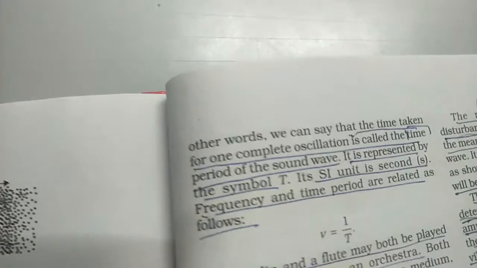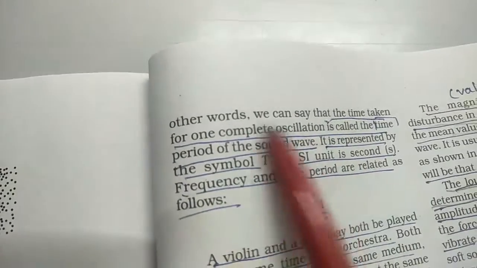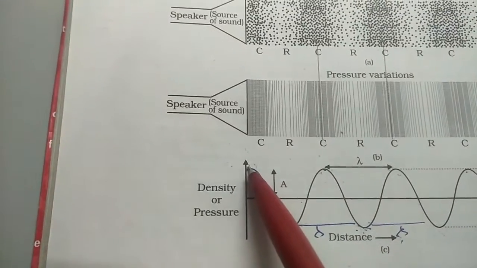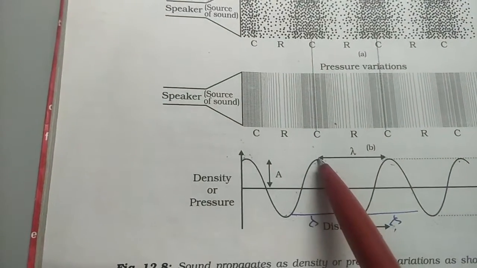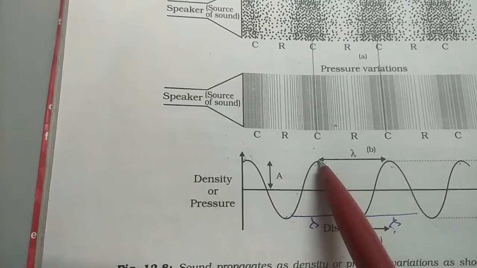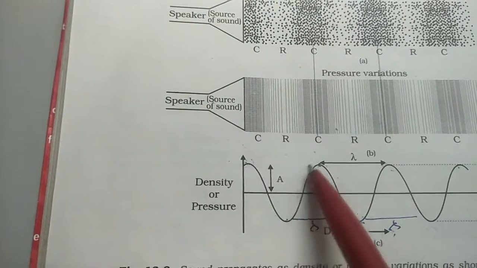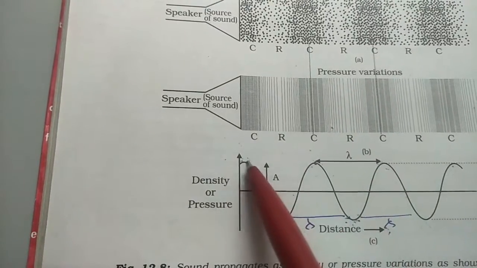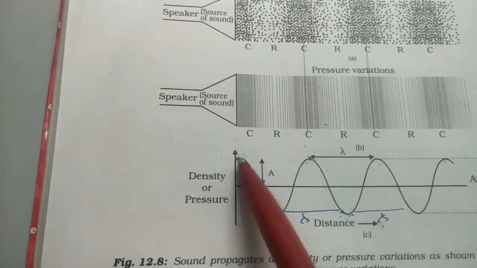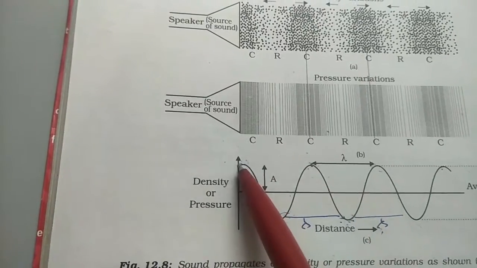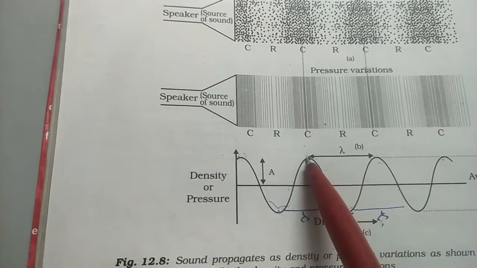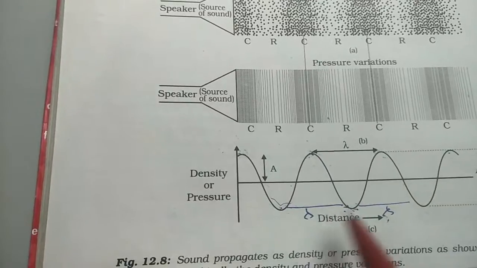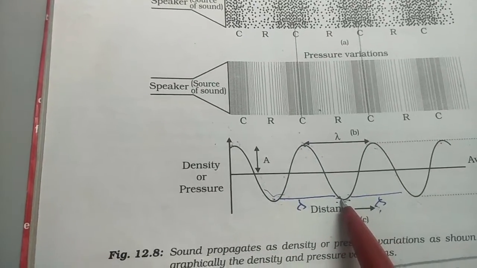Now we can also say that the time taken to complete one oscillation is also known as the time period. Now, what does one oscillation mean? When you start from here and come to here, that is one oscillation. From one crest to the next crest is one oscillation, or one trough to the next trough is another oscillation.